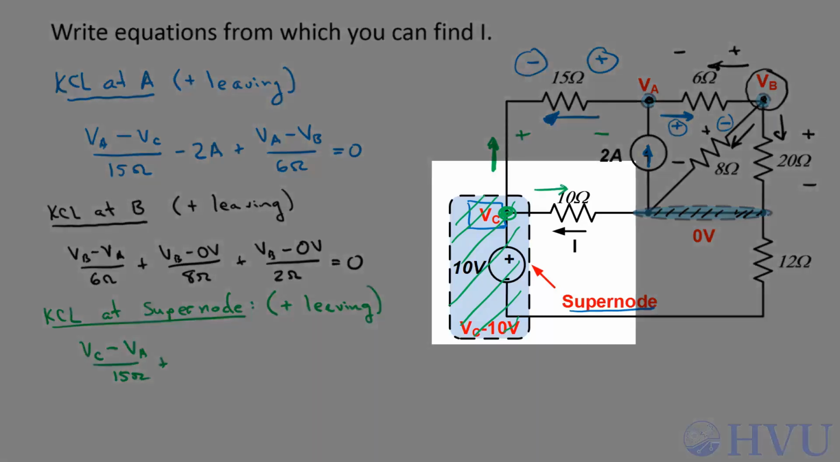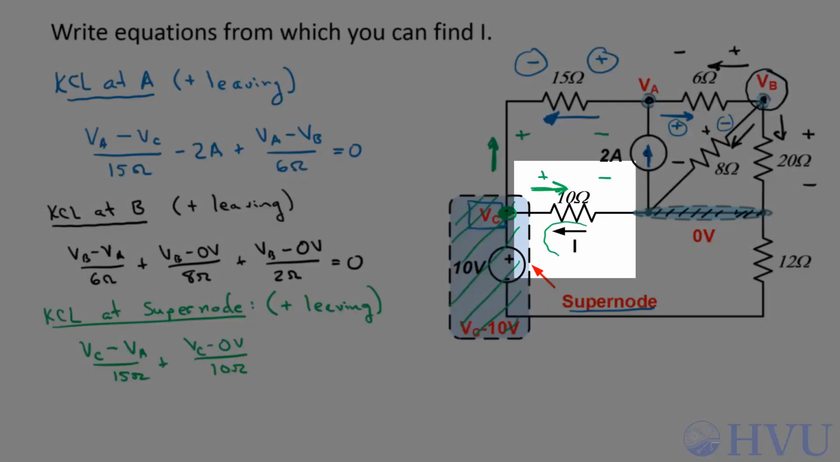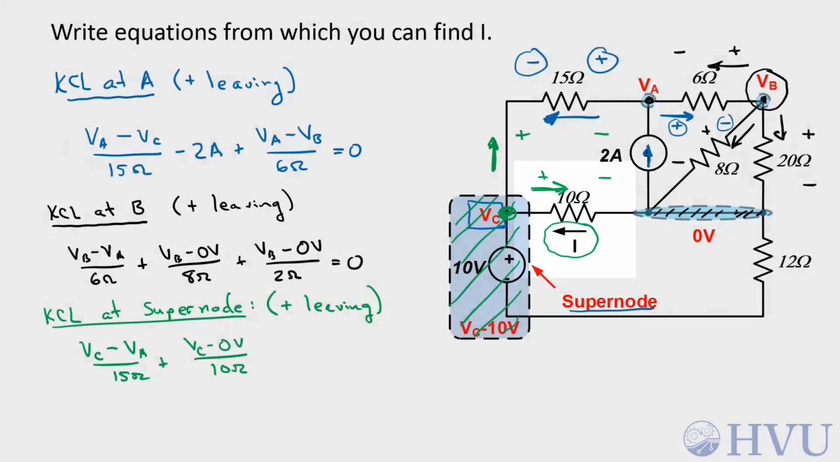The current here leaving node C through the 10 ohm resistor is VC. Positive terminal is here, negative terminal is here. Current has to enter the positive voltage terminal. So this is VC minus 0 over 10 ohms. Notice that when I write this equation, I'm not worried about I. I'll figure that out later. I just want to get the nodal equations written first.